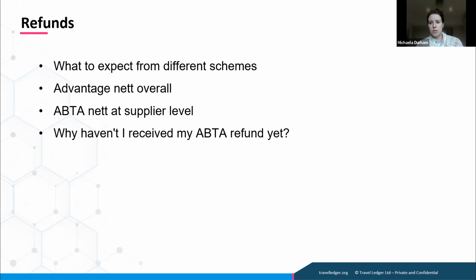ABTA receive those funds, account for them all, and then they disperse them. So on the second Friday, you would receive your refund as a buyer. So really, you'll see the money come out of your bank account on the first Friday after the review end as an ABTA buyer, but you won't see any refunds where you're in overall credit from a supplier until the following Friday.